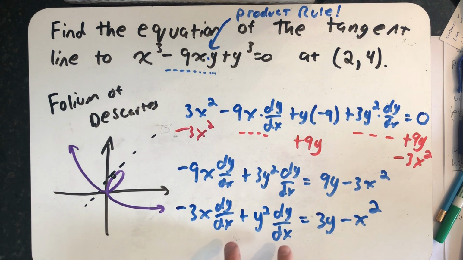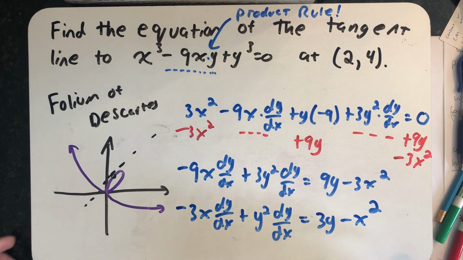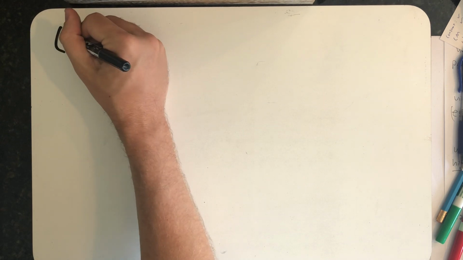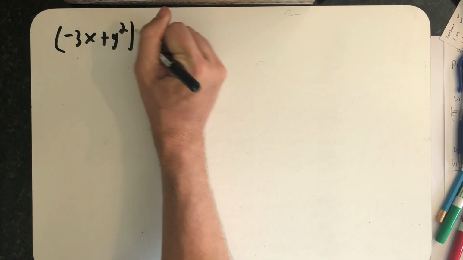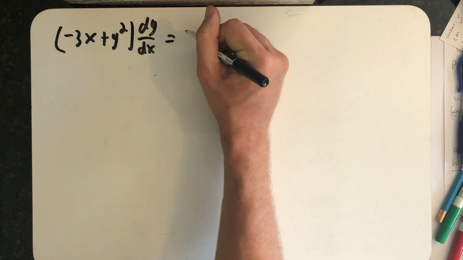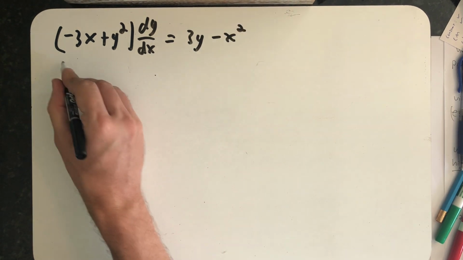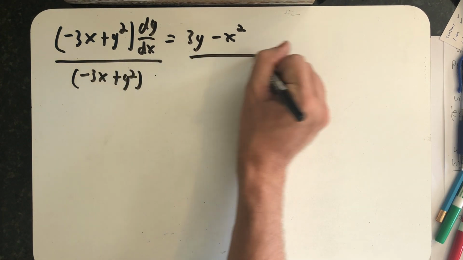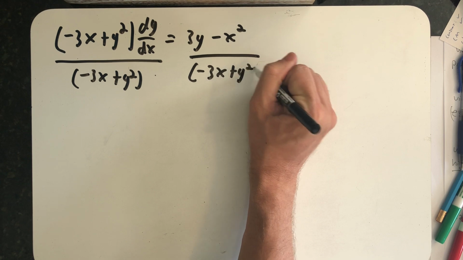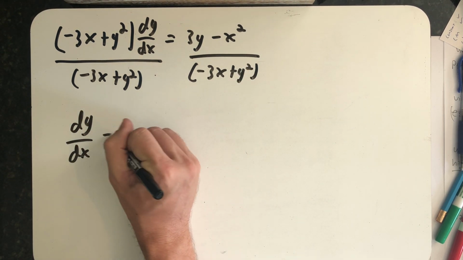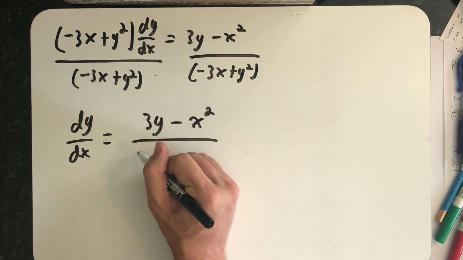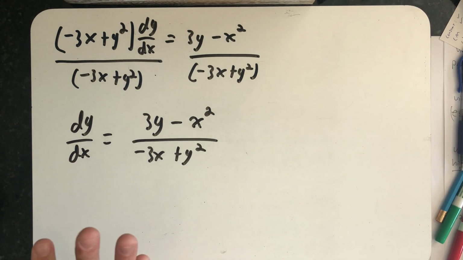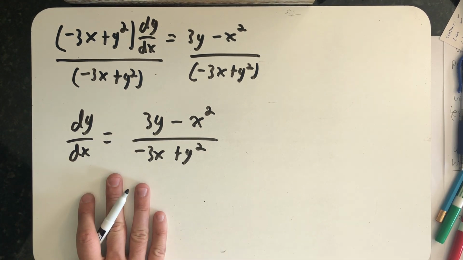All right. So now I want to factor out the dy/dx, and eventually I'll divide by what's left over. But for now, I think I'll factor out that dy/dx and write that on my next board. After I factor out the dy/dx, I'm looking at this expression on the left-hand side. And on the right-hand side, I still have 3y minus x squared. Dividing by what's in the parentheses here, I'll get dy/dx by itself, and I'll have an expression for my derivative. dy/dx equals 3y minus x squared all over minus 3x plus y squared. That's my formula that given an x and a y will tell me slope.